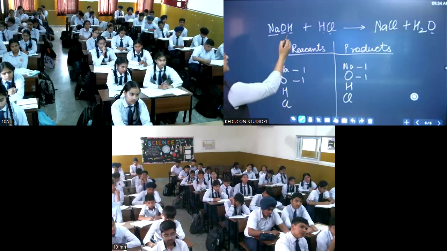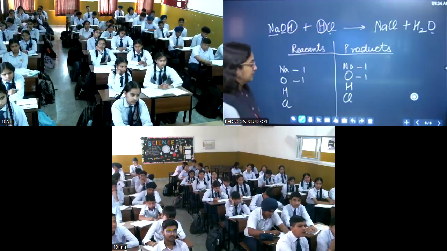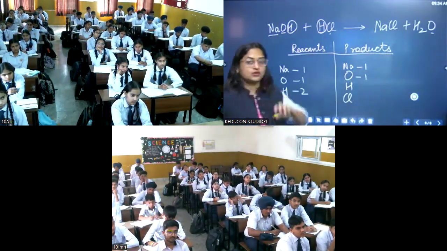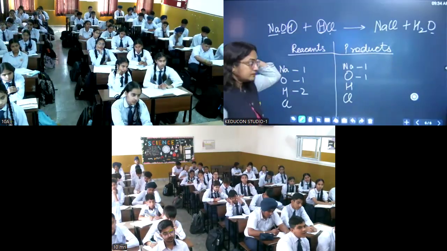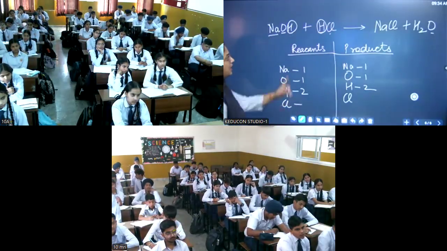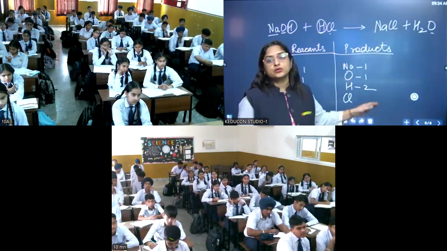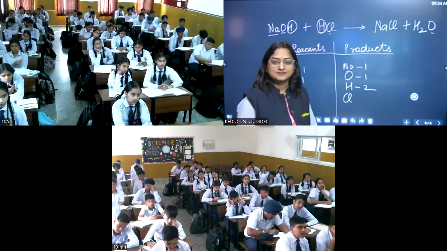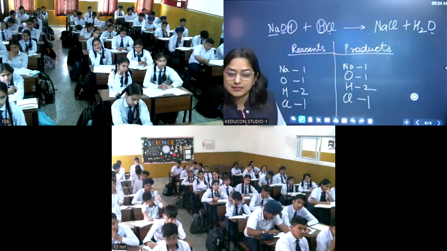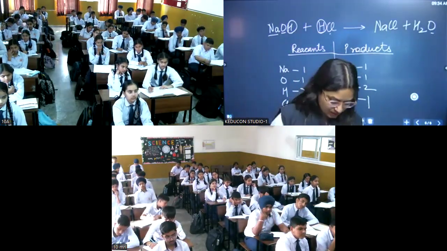Coming to hydrogen, I have one hydrogen here and one hydrogen here. Total. And how many hydrogen atoms do I have on the right hand side? Two. So this is also balanced. Coming to chlorine, I have just one chlorine atom on the reactant side. How many chlorine atoms are present on the product side? One. So is this a balanced chemical equation? Yes. Okay.